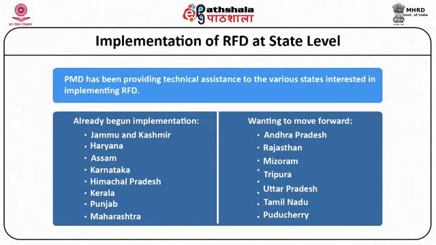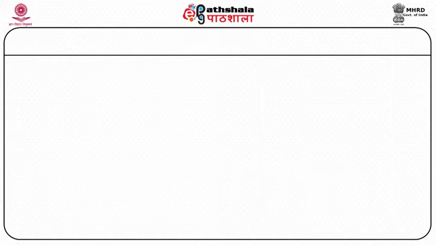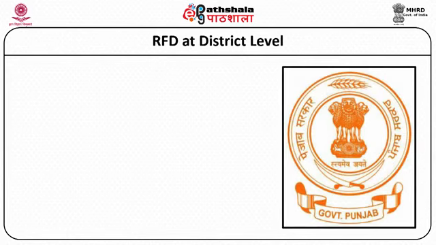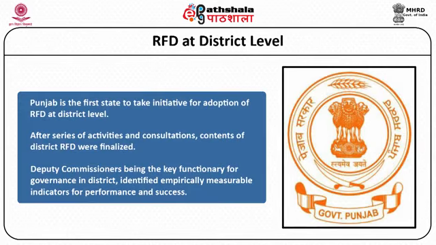RFD at district level. Yes, we have also started RFD at the district level, and the state of Punjab is the first state to implement RFD at the district level. At the district level, the deputy commissioners are the key functionaries who identify the measurable components at the district level. The next slide is regarding the format of district RFD.